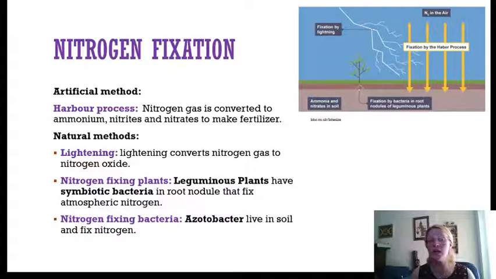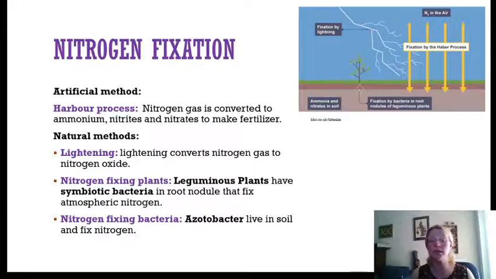So that's the artificial methods then that are used for fixing nitrogen. There are lots though of natural methods of nitrogen fixation. For example, lightning. Lightning will convert nitrogen gas to nitrogen oxide, and that nitrogen oxide then will get converted to nitrates. So they'll be putting more nitrates into the soil.